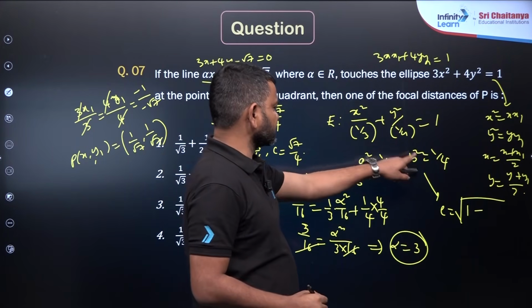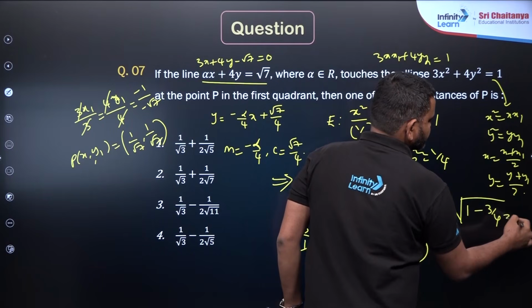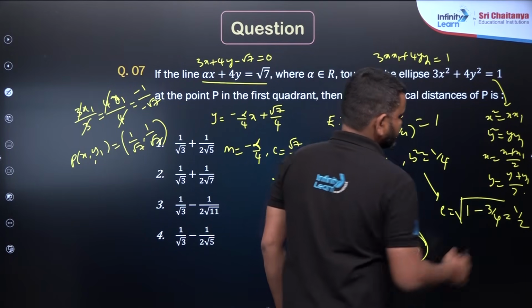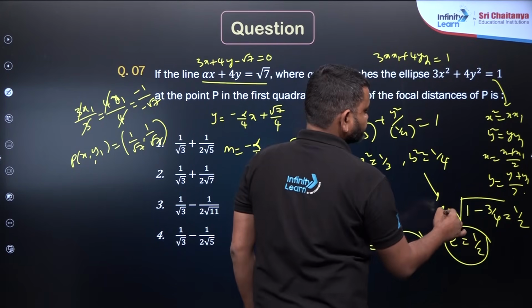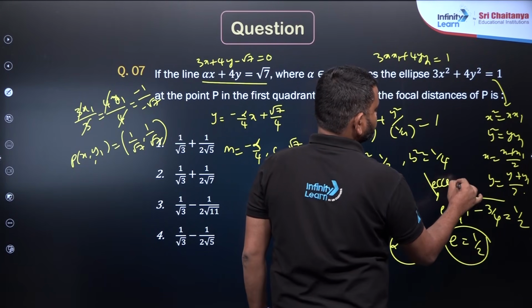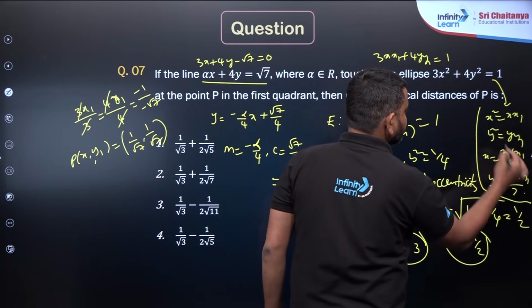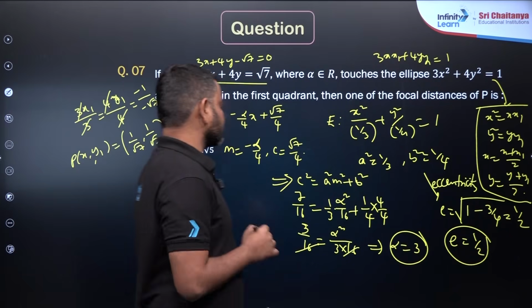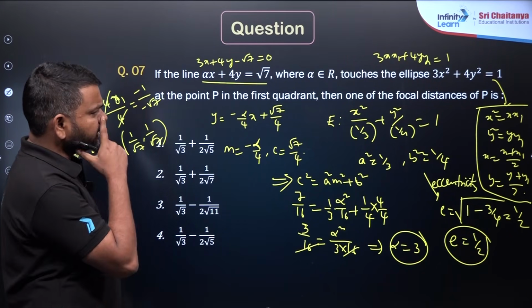So which value is smaller? This value is smaller. So 1 by 4, 1 by 3. So this is 3 by 4. This is going to give you 1 by 4, which means 1 by 2. So the eccentricity of this one is going to be 1 by 2. This is just an idea I gave you. So the eccentricity is 1 by 2. The point of contact is this one. The A value I have. Now what do they ask?